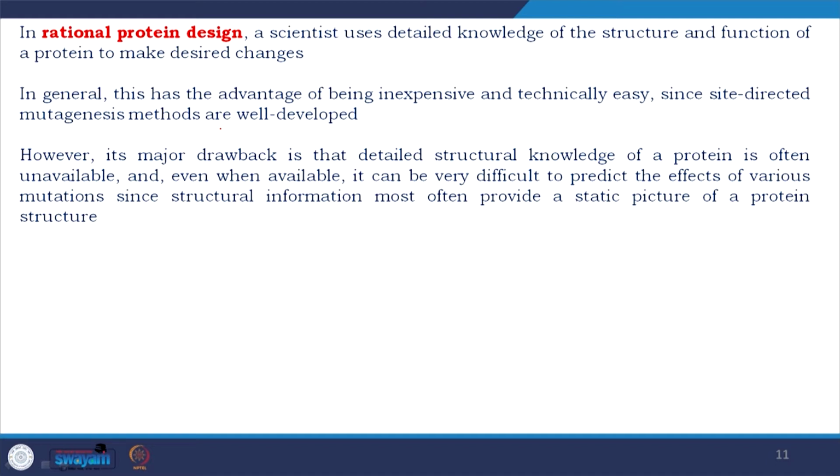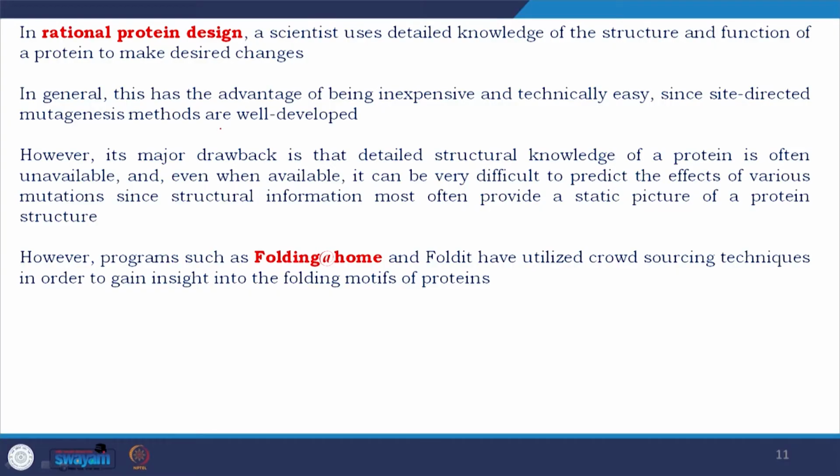The majority of the data is based on high resolution X-ray crystallographic data, which represent protein in a static mode. But now for making new mutants, you actually want to get the dynamic data. However, programs such as Folding@home and Foldit have utilized crowdsourcing techniques in order to gain insight into the folding motifs of proteins.